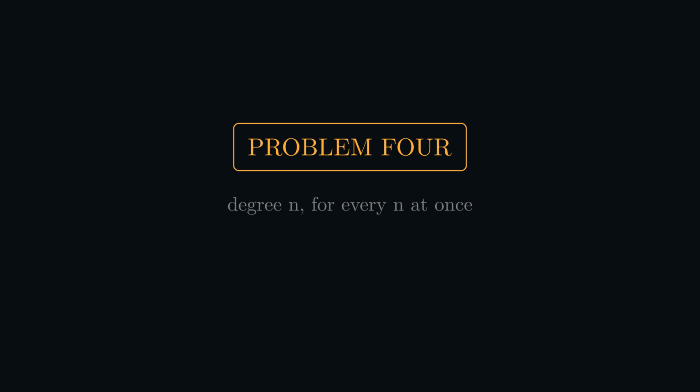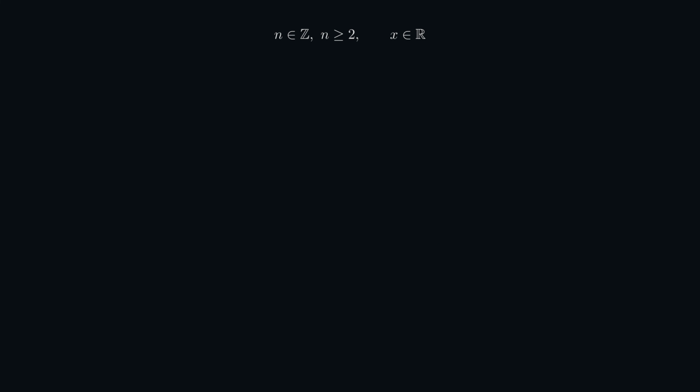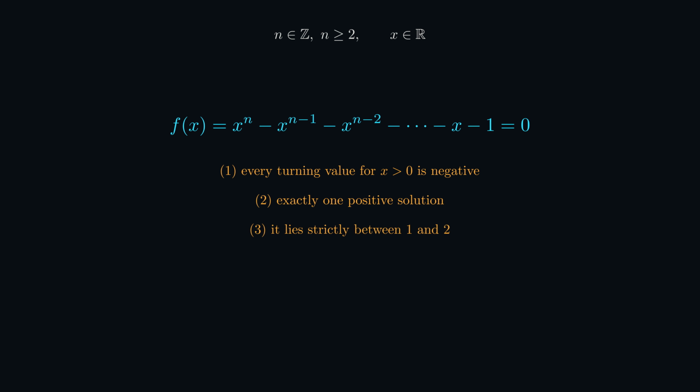The reason the answer is correct is the derivative and the repeated root, not this table. Fourth problem, and the most general. Degree n for every n at once. Let n be an integer, 2 or larger, and consider this equation: x to the n, minus x to the n minus 1, minus x to the n minus 2, and so on down through minus x, minus 1 equals 0. One leading term, and then every lower power subtracted.